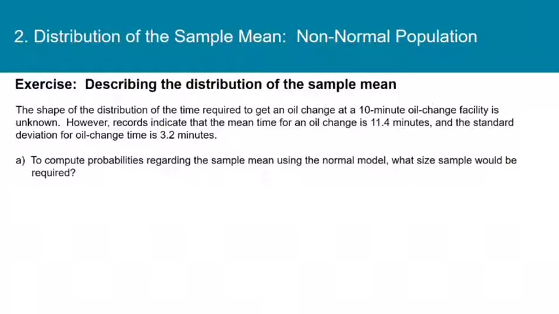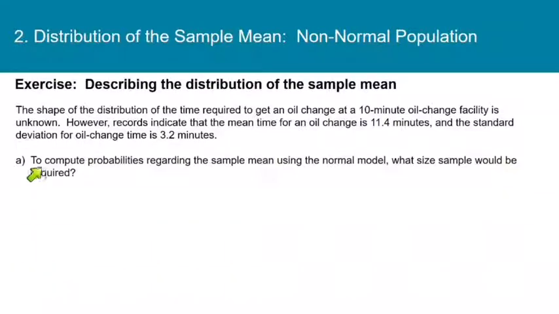And here is an exercise from the homework. It says the shape of the distribution of the time required to get an oil change at a 10-minute oil change facility is unknown. However, records indicate that the mean time for an oil change is 11.4 minutes and the standard deviation for an oil change is 3.2 minutes.